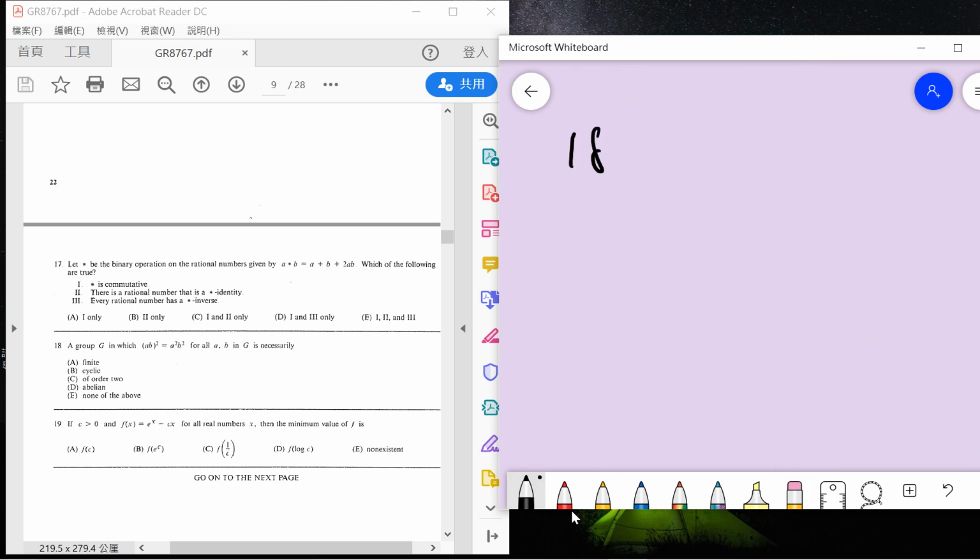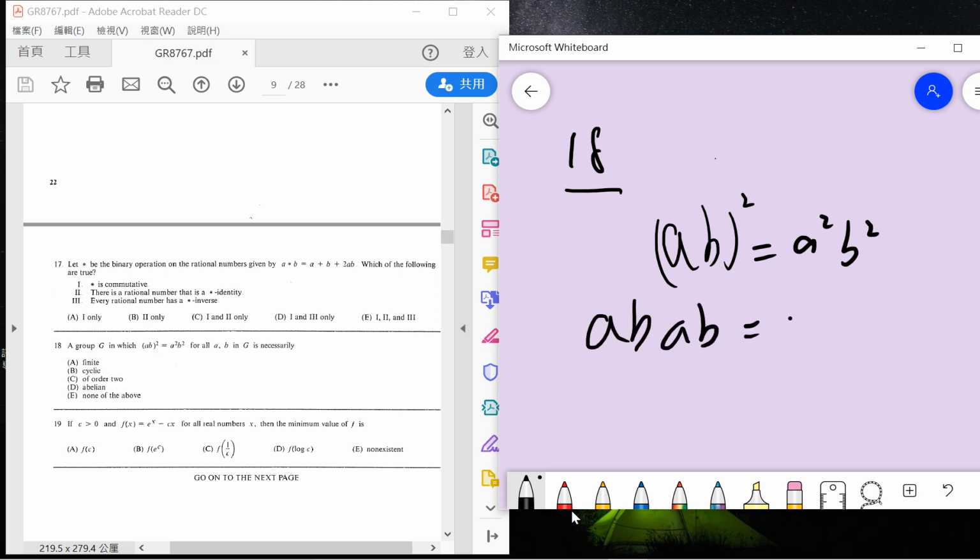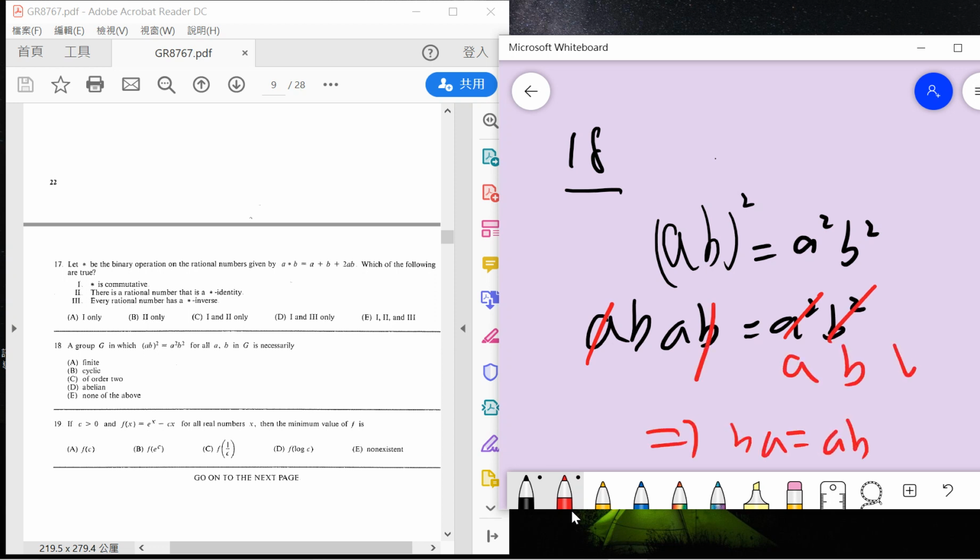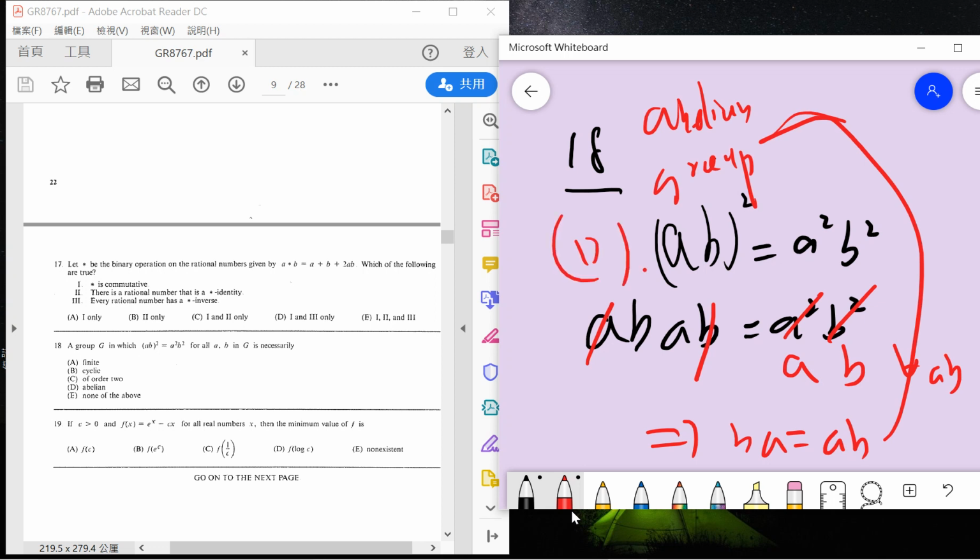Okay, 18. The group has a property that AB squared is A squared B squared, and it asks about the consequence. Basically, AB squared is just ABAB equals A squared B squared. Remember that A inverse and B inverse exist in the group, so you can cancel one A on the left side and then cancel one B on the right. So basically, you have BA equals AB for all A, B. So this is an abelian group. So we choose D.